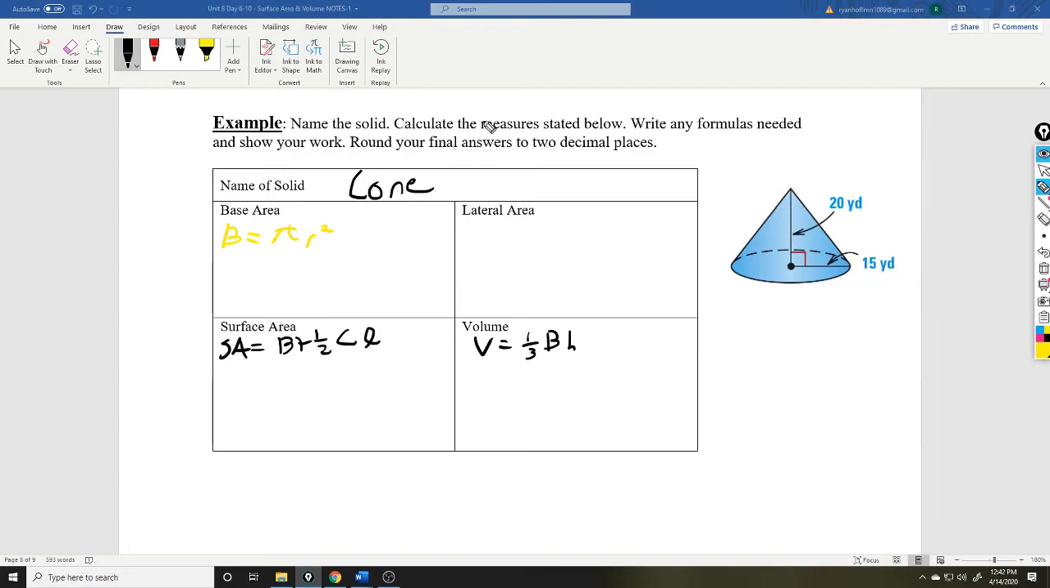Pi r squared. R is the radius. What's my radius? Well, the radius is the distance from the center of the circle out to a point on the circle. This distance right here is my radius. So the radius is 15. Pi times 15 squared, which equals, well, 15 squared is 225. So we'll keep it in terms of pi and say 225 and then stick a pi on it.